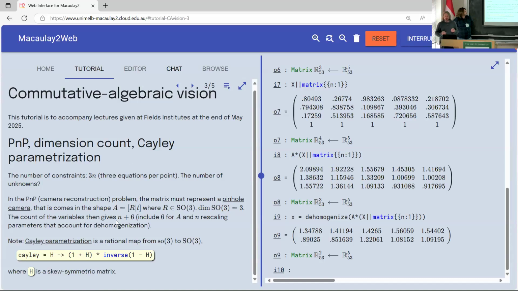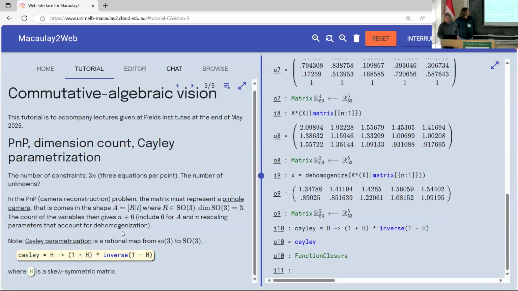But for all practical purposes, we would want to work with matrices in SO3. The cameras that are calibrated are given as elements in SE3, the special Euclidean group. So we would probably need some kind of efficient parametrization of SO3, and the Cayley parametrization is one of them. So you can define this map going from small so3 to big SO3. It's basically mapping skew-symmetric matrices into matrices in SO3.